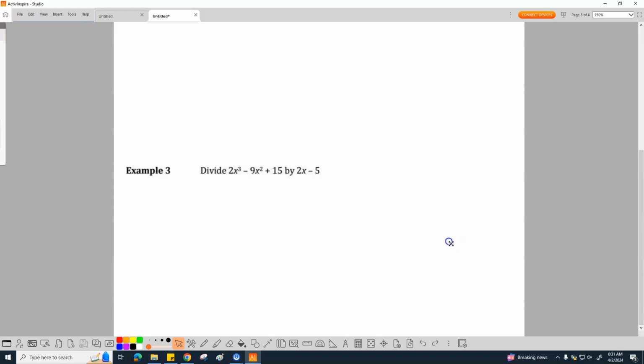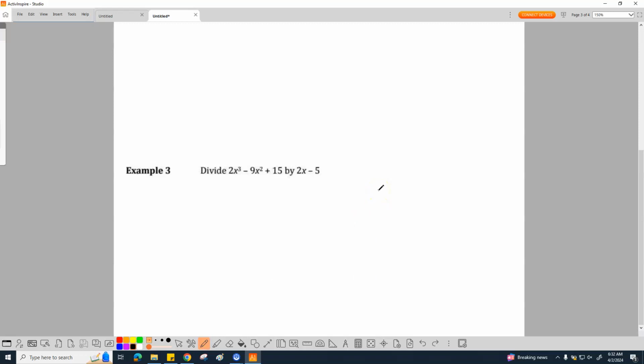I'm going to pick up where we left off on Thursday, which was long division. And I'm going to do a problem that's a little more complicated. You can see right here before I start, I have 2x cubed, 9x squared plus 15. You'll notice I'm missing an x in there. So I'm going to show you something on how this works.